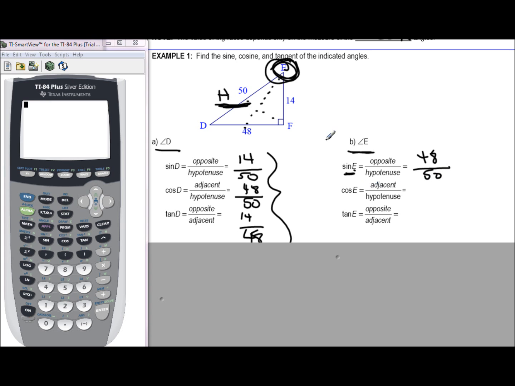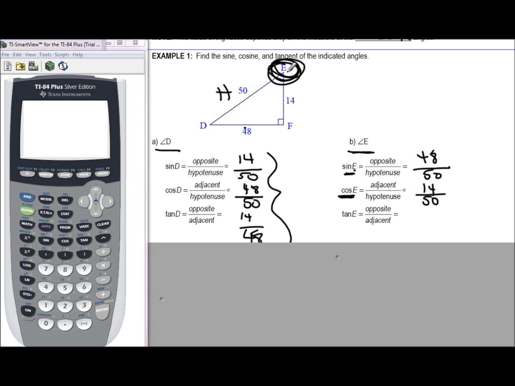All right, now we're going to use angle E again as our reference angle, but this time we want to find the cosine ratio. The cosine of angle E is equal to angle E's adjacent side over the hypotenuse. Pause the video and see if you get what I get. Okay, the ratio you should have gotten is 14 out of 50.